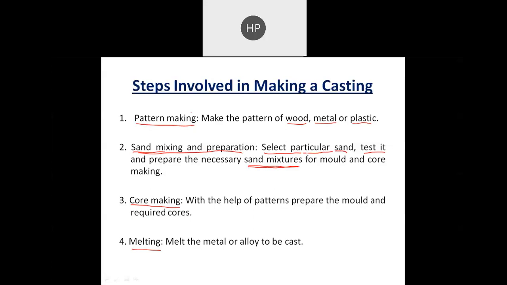And up to what period of time that melt temperature should be maintained, or we have to hold that liquid in that particular state, and then cool it. So that's why melting is also an important step for a casting process.